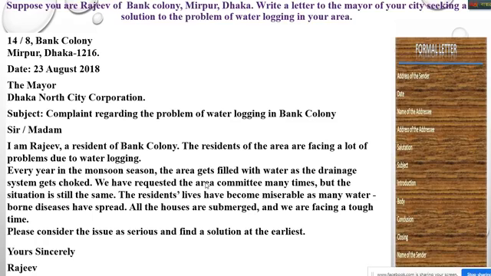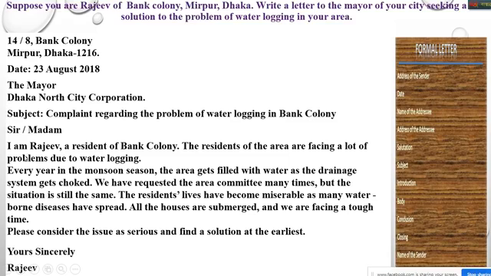You see, the address of the sender is given here. I mean your address. Then the date is mentioned here, and then the name of the addressee: the Mayor, Dhaka North City Corporation. Then we come to the subject: complaint regarding the problem of water logging in Bank Colony, right? And then this is the salutation, sir or madam.